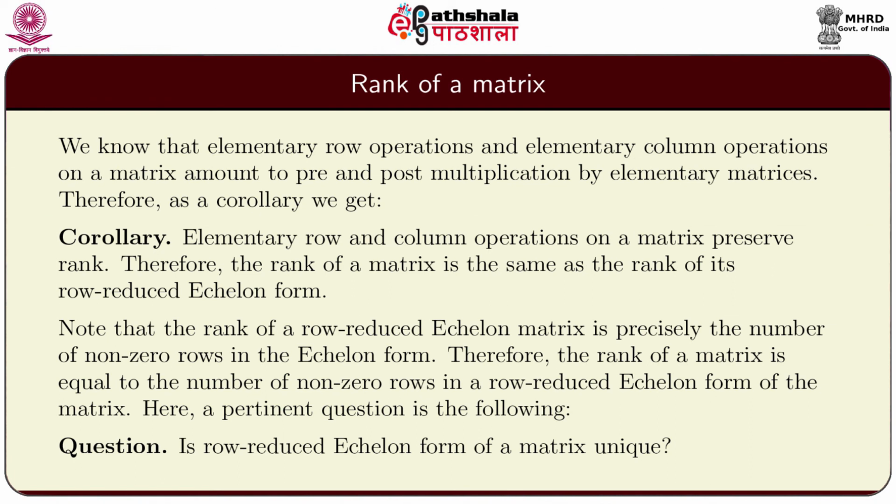And what is interesting is that the rank of a row reduced echelon form is nothing but the number of non-zero rows in the echelon form. Therefore, the rank of a matrix is equal to the number of non-zero rows in a row reduced echelon form of the matrix. But here we can ask a question which is really pertinent, and the question is, is the row reduced echelon form of a matrix unique?